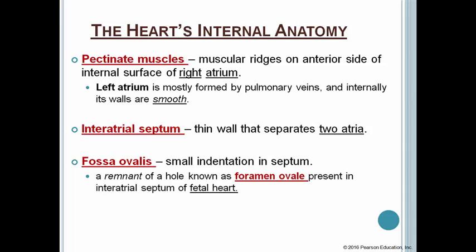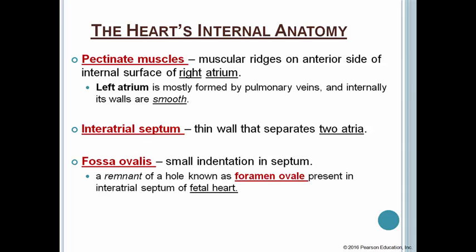Inside of the atria, the walls contain these muscular ridges that are known as pectinate muscles. So especially the right atrium, you can see where these pectinate muscles come off the surface of the chamber. The left atrium that is forming the pulmonary veins, its inner walls are much smoother than the right atrium. So the pectinate muscles are primarily seen in the right atrium.